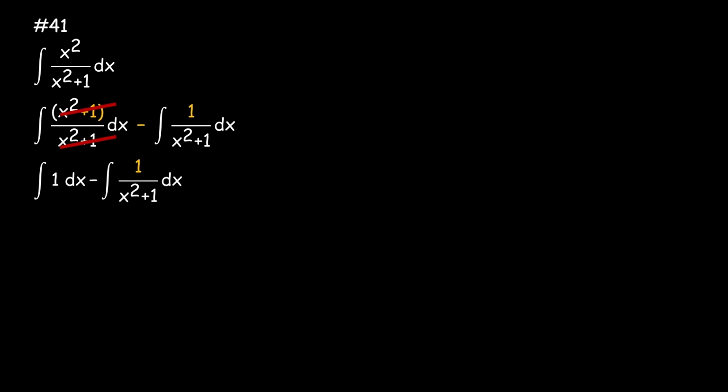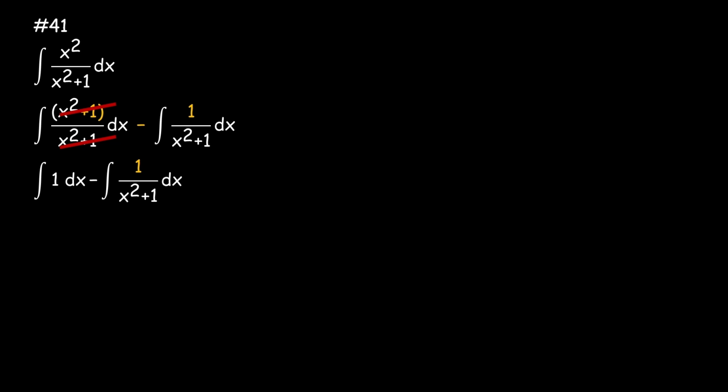So the first part of the expression will just be 1, and the second part will be 1 over x squared plus 1. So now you can integrate 1 dx and 1 over x squared plus 1. Integrating the second part, if you recall, this is actually tan inverse of x.